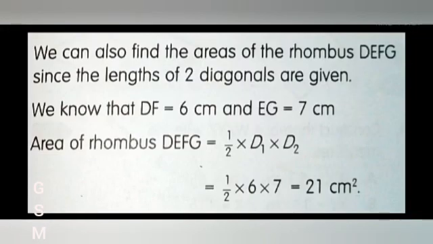We can also find the area of the rhombus DEFG since the lengths of two diagonals are given. We know that DF equal to 6 cm and EG equal to 7 cm. Area of rhombus DEFG equal to half into d1 into d2, which is equal to half into 6 into 7 equal to 21 cm squared.